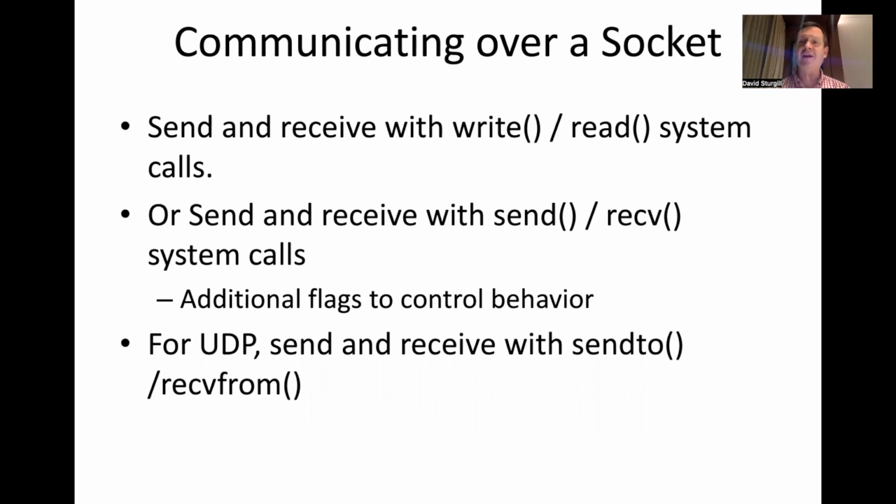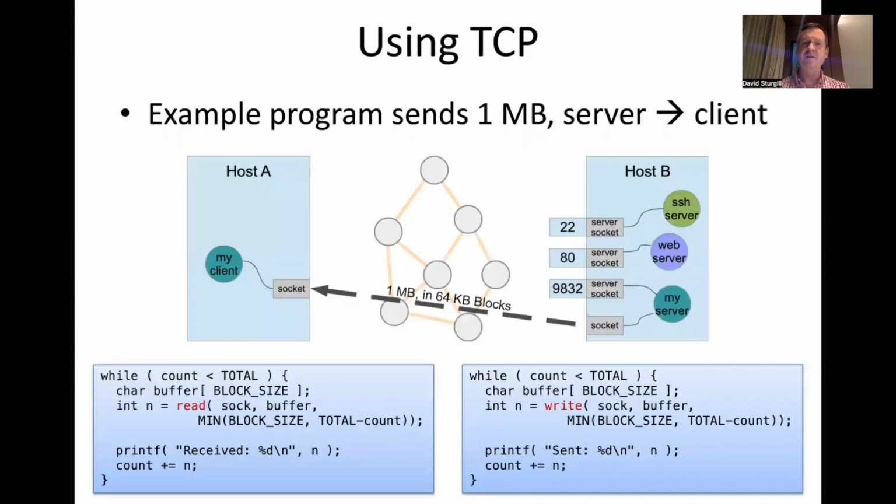There's a send and receive that has one additional parameter that lets you say more about how you want to communicate. If you're communicating on UDP, you're going to be using system calls send to and receive from, because with UDP, your UDP socket isn't connected to anything. It can send out UDP datagrams to anywhere. So every time you send a datagram, you have to say where it's going. And whenever you get a datagram, you'd like to know something about where it came from. So these two calls are a little more specific for UDP communication.